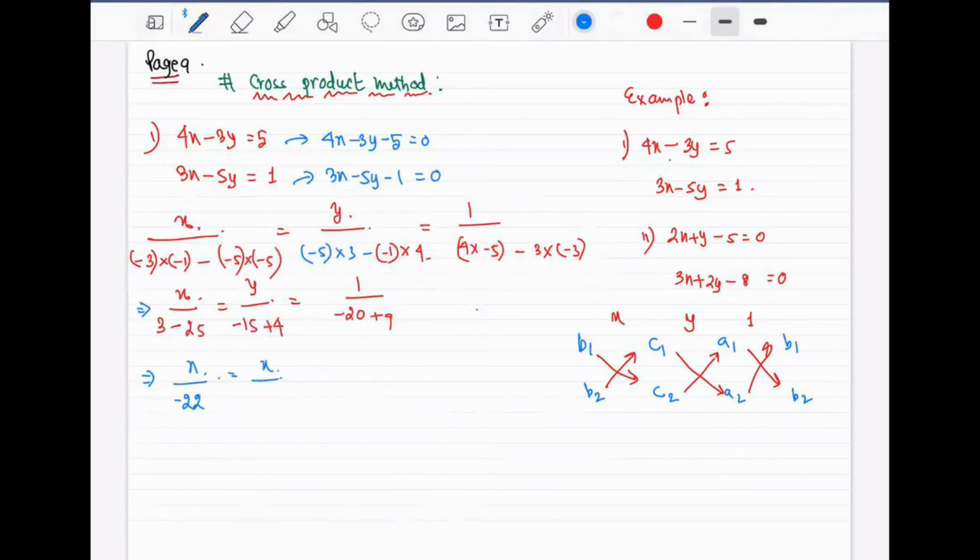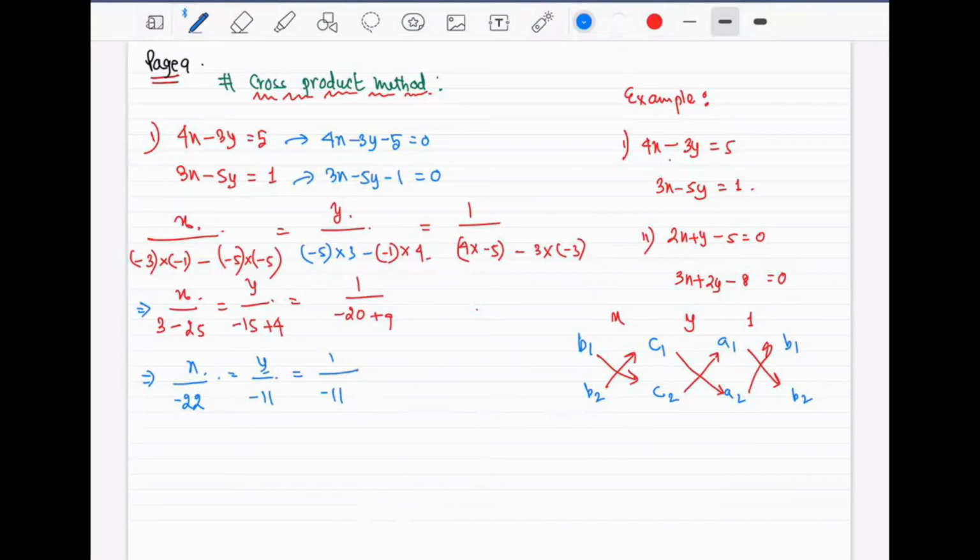X by, no, it's y by. Y by, what about this? Minus 15 plus 4. We are going to get minus 11 is equal to, what about here? 1 by minus 20 plus 9. We are just focusing on the denominator, remember? So minus 20 plus 9, 20 and 9 in subtraction is 11. So you have to take the sign of the larger number. Larger number is minus 20. So we will have minus 11, 1.